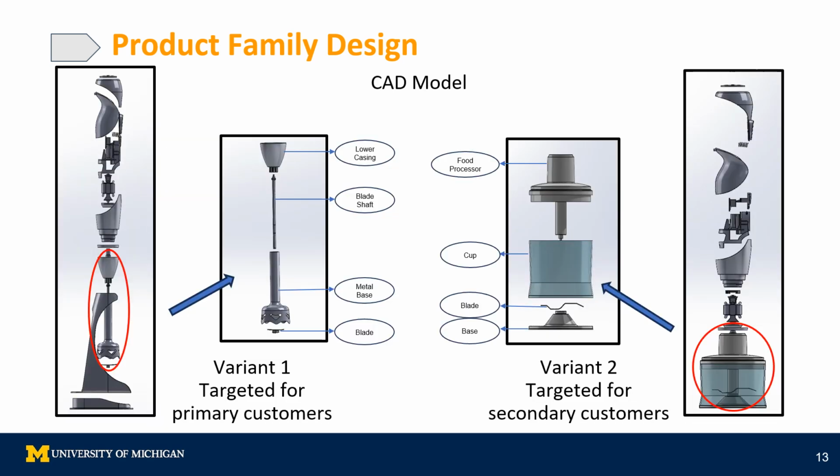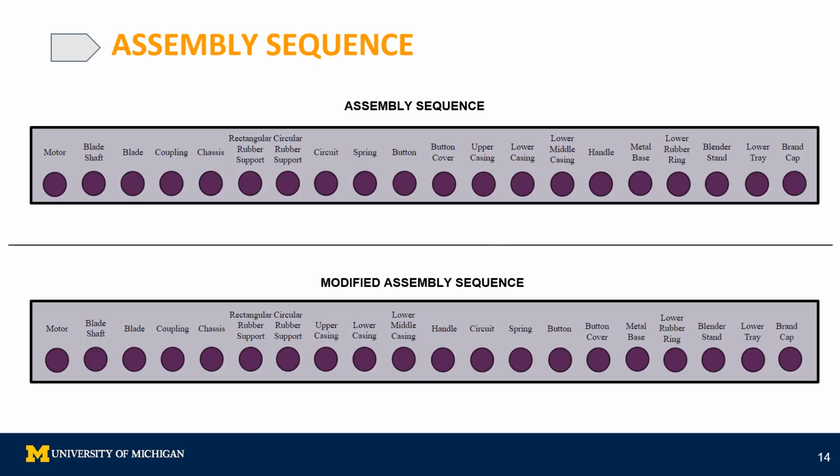This slide illustrates a product family design for the blender with two variants targeting different customer segments. On the left is variant 1, designed for primary customers, featuring a compact structure. On the right, we have developed a new variant specifically tailored to meet the needs of a secondary customer group. The difference between the variant 1 and variant 2 CAD models lies in the modification of the blade fixation mechanism, as highlighted in the slide. By incorporating this new blade fixation style, the blender can effectively handle various food preparation activities such as grinding vegetables, blending ingredients, and more.